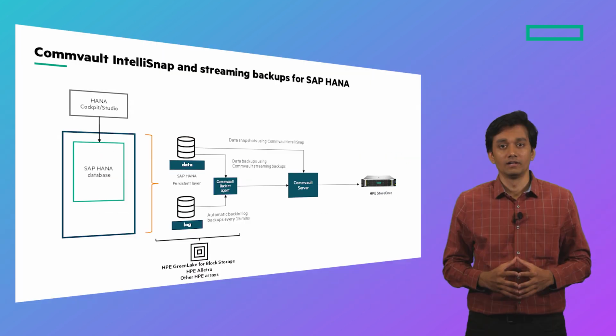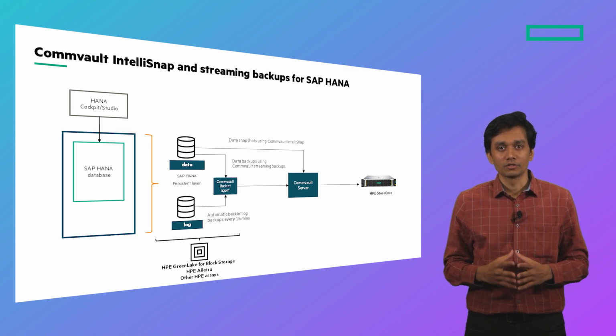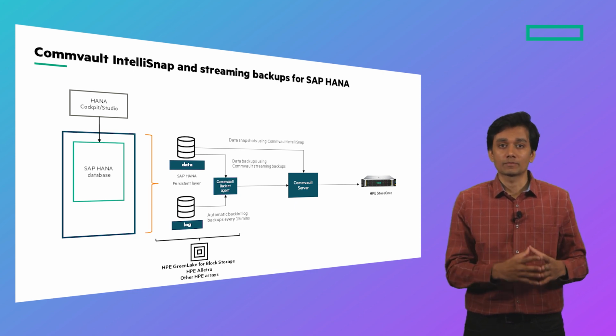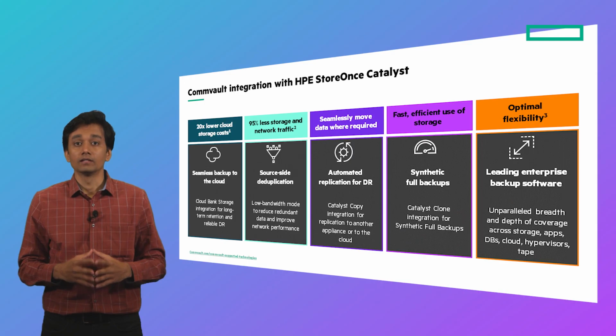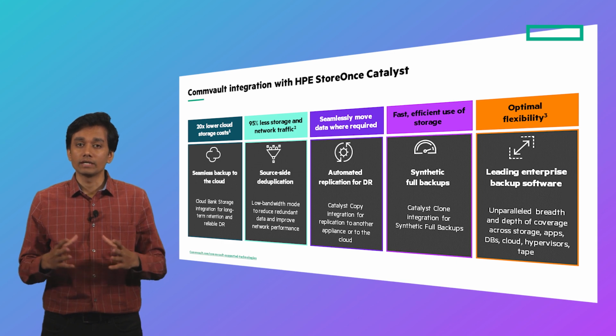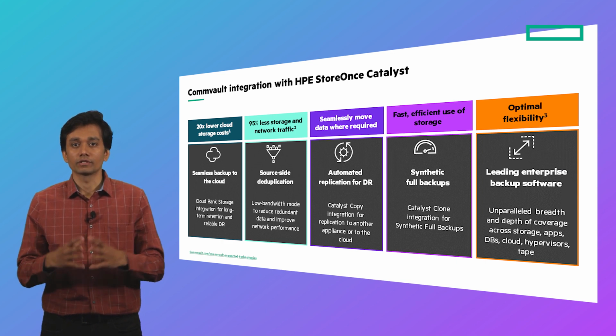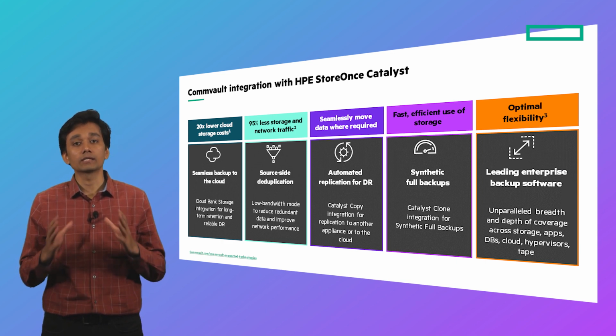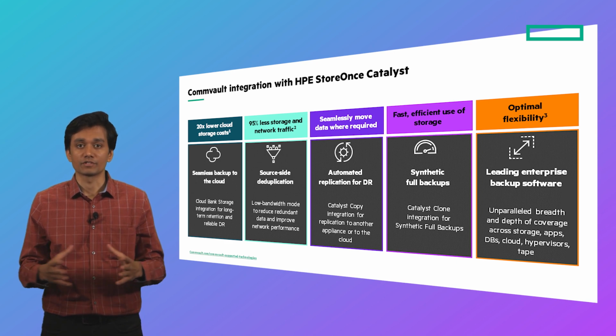In summary, HPE and Commvault offer a holistic solution to protect SAP HANA using backend-based streaming backups and snapshot-based IntelliSnap backups. These two technologies enable you to get a low RPO and RTO for your environment, thus giving you the ultimate ability to run your businesses efficiently.